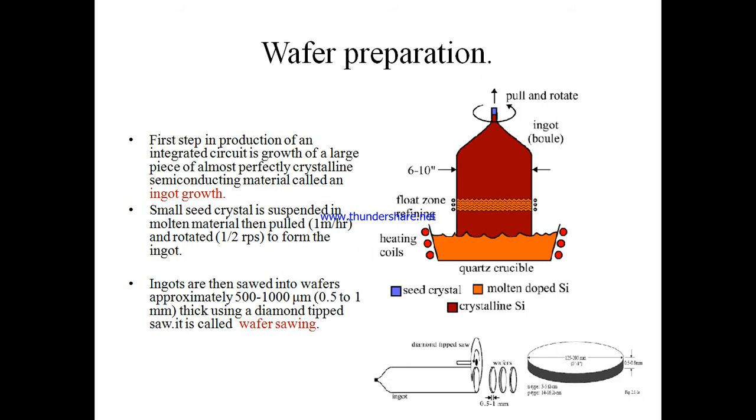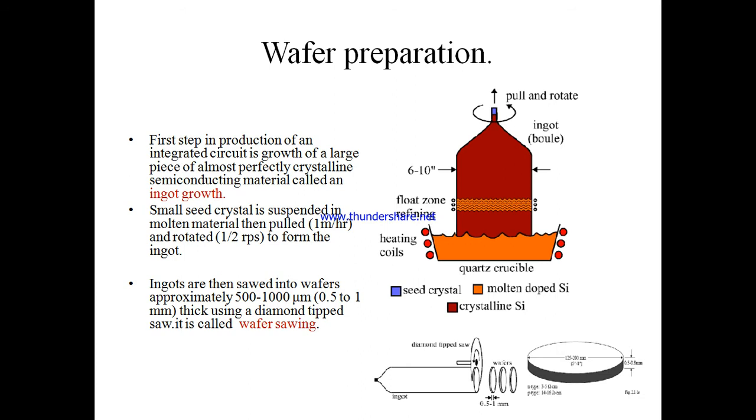The melt is contained in a quartz crucible which is surrounded by a graphite radiator. The graphite is heated by radio frequency induction and the temperature is maintained a few degrees above the melting point of silicon. It's approximately equal to 1425 centigrade. The atmosphere above the melt is typically helium or argon.